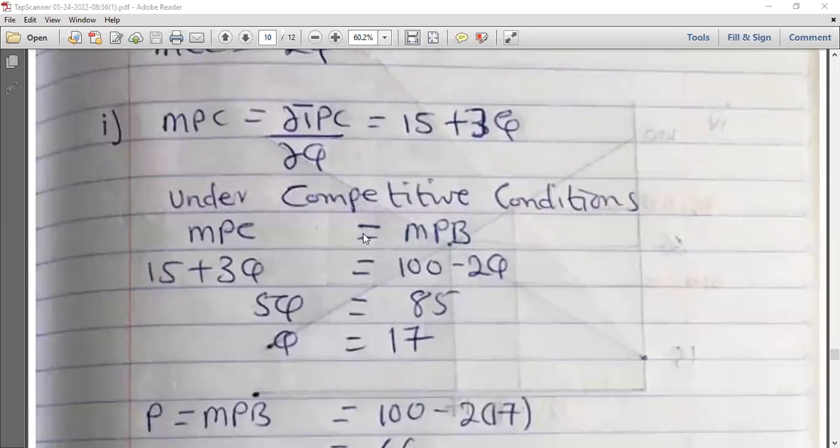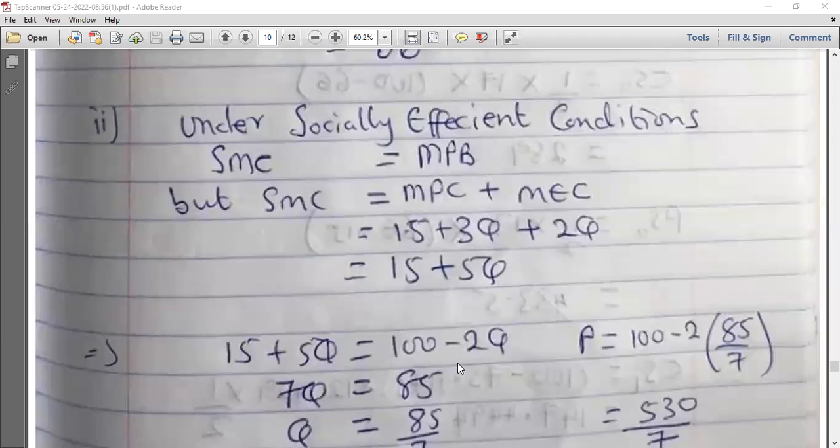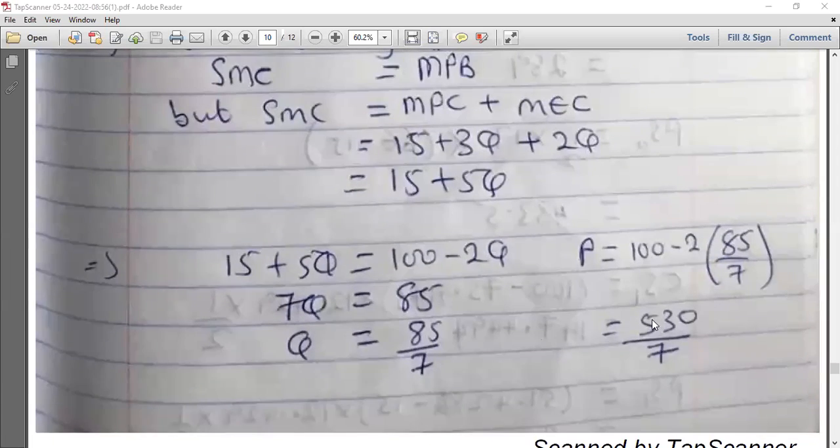Under competitive conditions, equate MPC to MPB. Solve for Q. If you want price, you put it into MPB. Under socially efficient conditions, you equate social marginal cost to marginal private benefit. Find your social marginal cost by adding marginal private cost to marginal external cost. Then the resulting function that you get, equate it to the marginal private benefit. Find a new Q, that will be the efficient Q. You go and put the Q into the price or the MPB, you get your efficient price. Okay. So it's always like this.